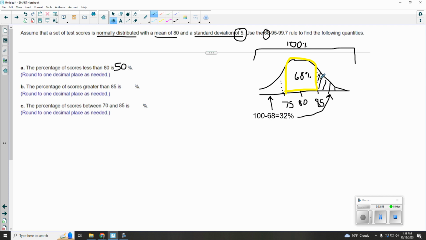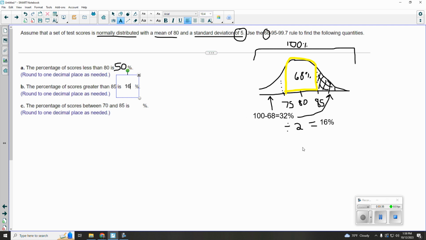But we only want one of these sides. We don't want both of them. Both of them are 32. Well, since it's symmetric, this side and this side are exactly the same, so we just divide this 32% by 2, and that gives us our final answer of 16%. So 16% is the number that goes here in this answer blank. The percentage of scores that are greater than 85 is 16%.